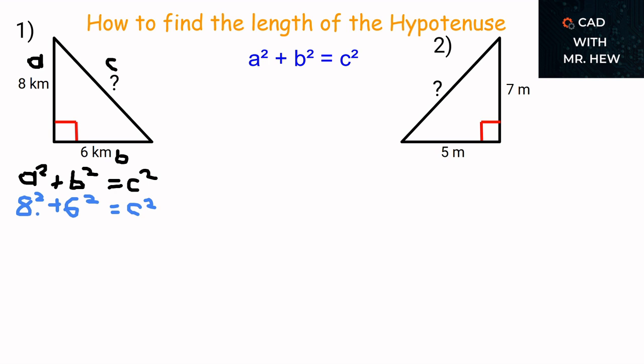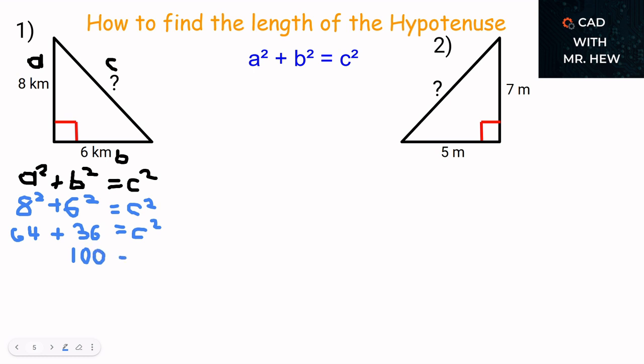8 squared is 8 times 8, which is 64. If you put it on a calculator and you press 8 times 8, you get 64. Plus 6 squared is 6 times 6, which is 36. Good. And this is equal to c squared, which is the unknown, right? Now what we'll do, we'll put 64 and 36 in the calculator, or if you can add it in your head, you'll get 100.